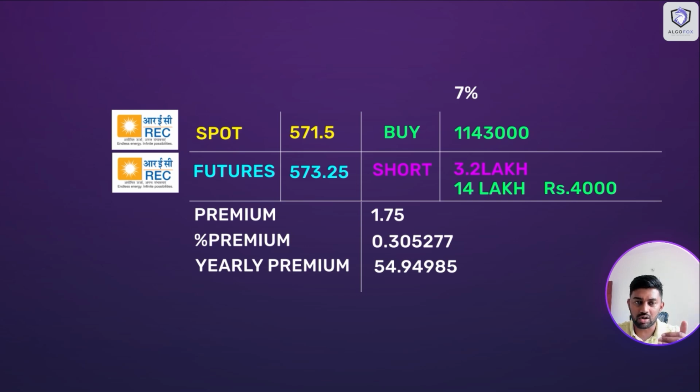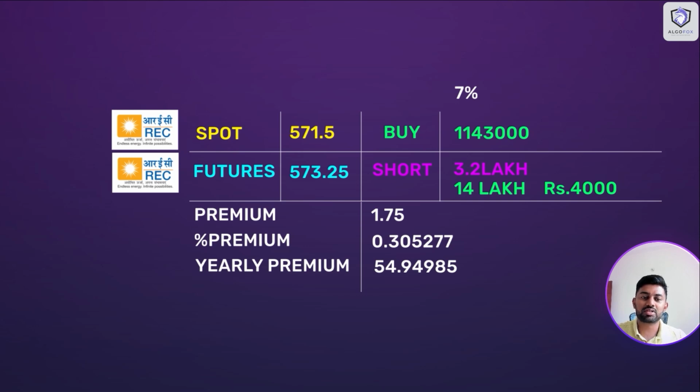Similarly, if the market goes down, spot will give you a loss and futures will give you profits, but since the difference narrows down, futures will give you more profit than the losses in the spot. So irrespective of whether the market goes up or down, you're making 4,000 rupees.